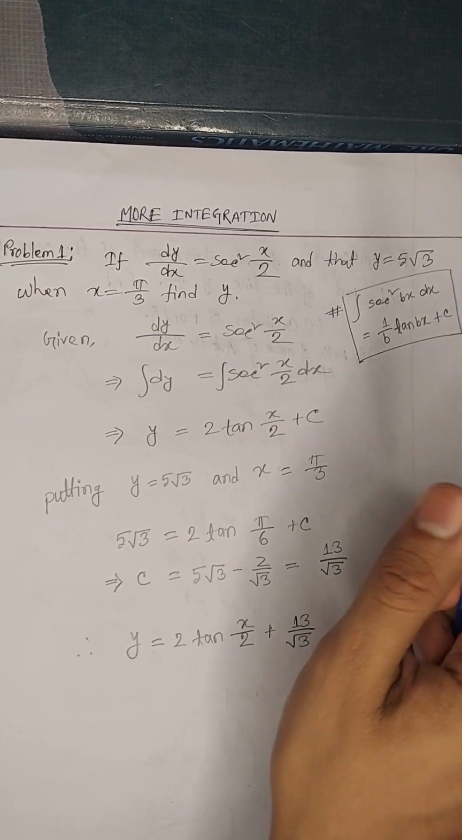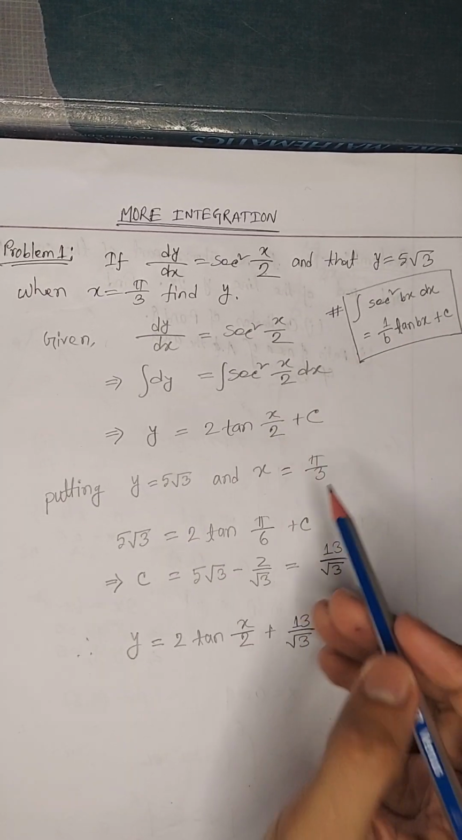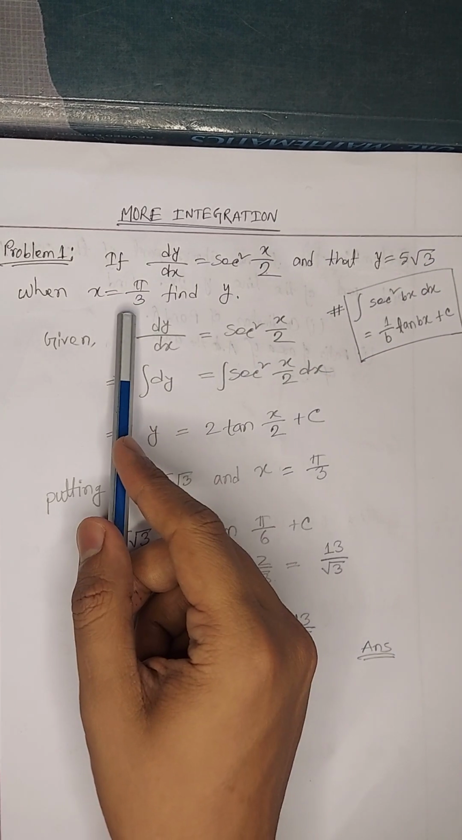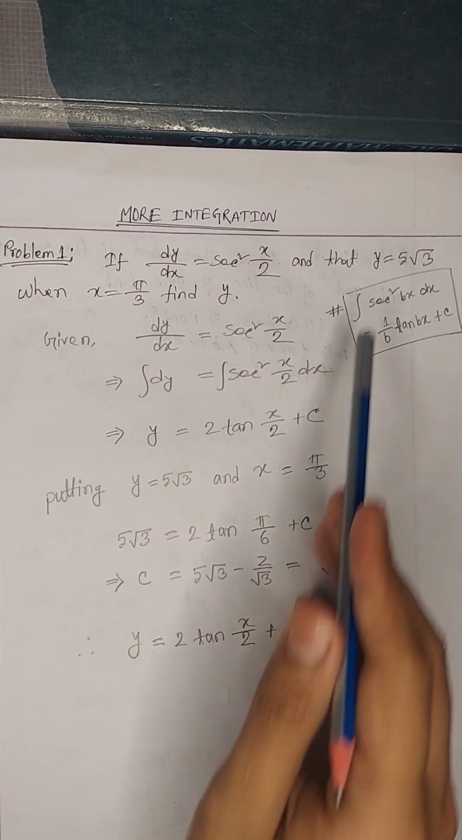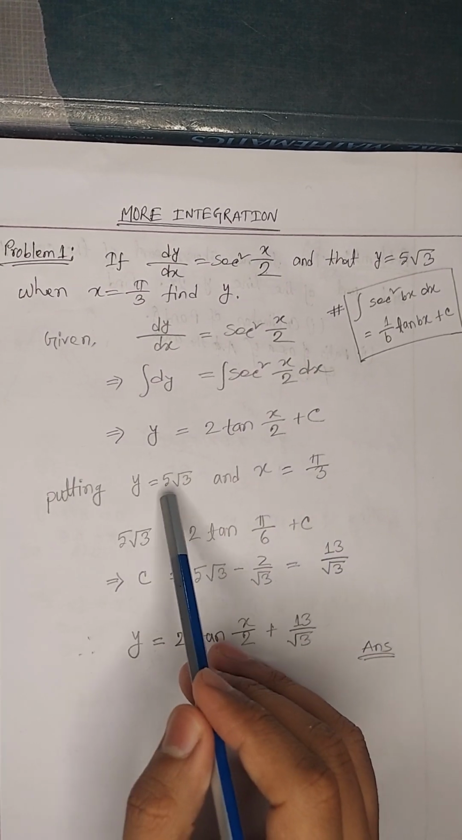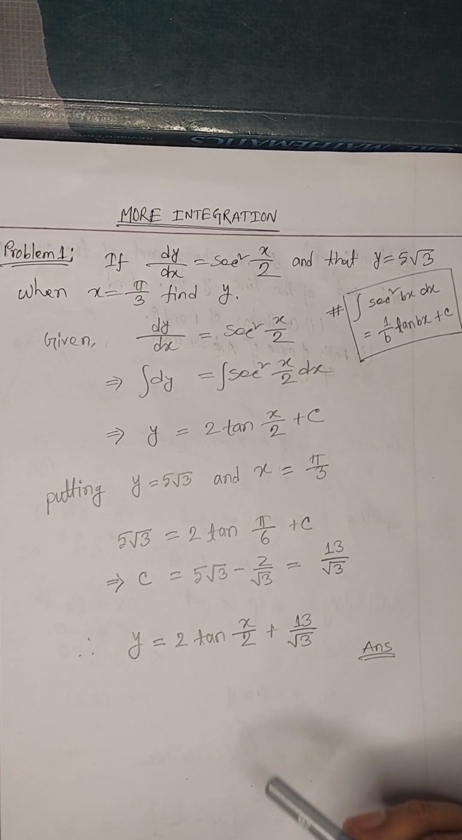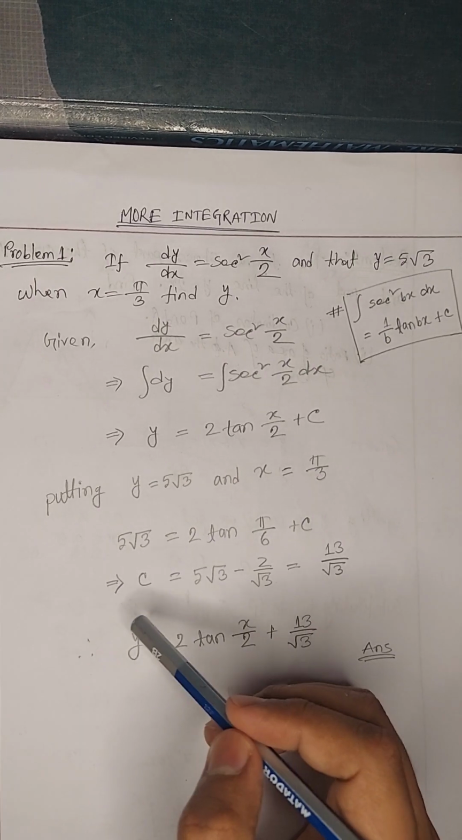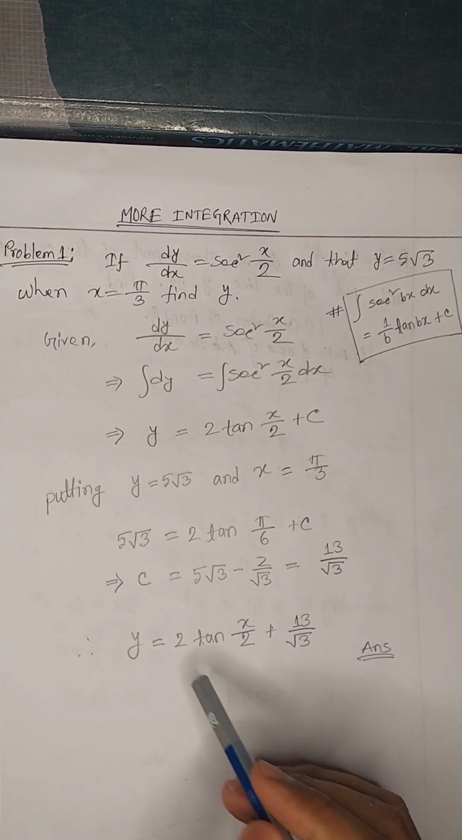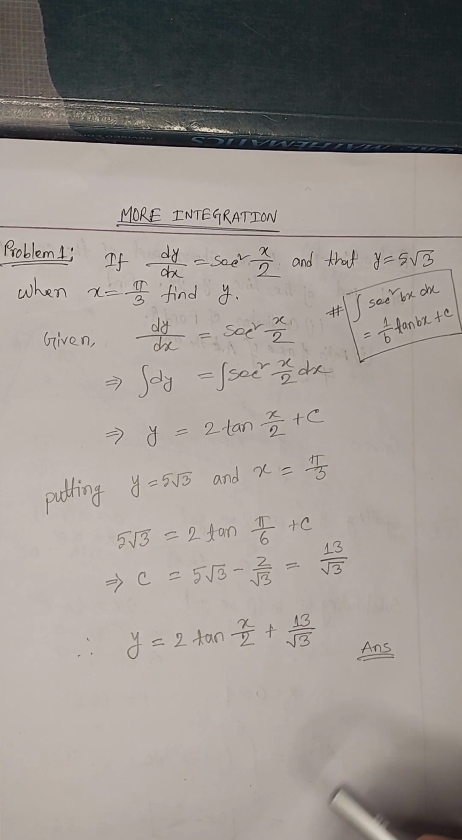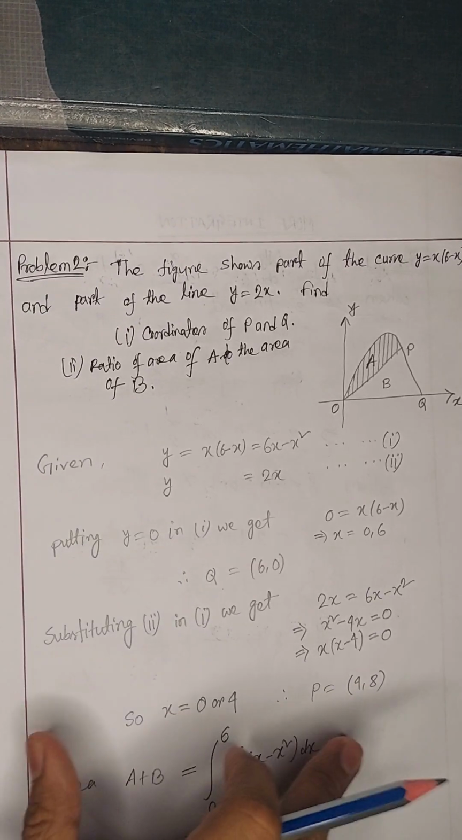Since we have to find the value of y at 5 root 3, y is 5 root 3 and x is pi by 3. Now we put the value of y as 5 root 3 and x as pi by 3, then we get the value of c, which is 13 by root 3. When we substitute this c in the equation, we get our required equation, which is y is equal to 2 tan x by 2 plus 13 by root 3. This is our equation. Now we'll go to the second problem.